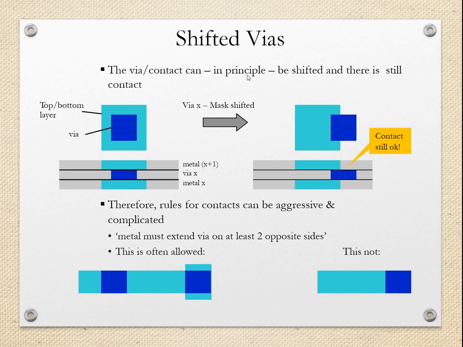Then another problem may be due to shifted vias. Vias are nothing but plated through holes which make the connection between the different metal layers on the chip. So a via or contact can in principle be shifted and there is still contact. For example, if you see the cross section over here, this is the via which is used to interconnect metal X and metal X plus 1. If this metal is shifted, there is still a contact.